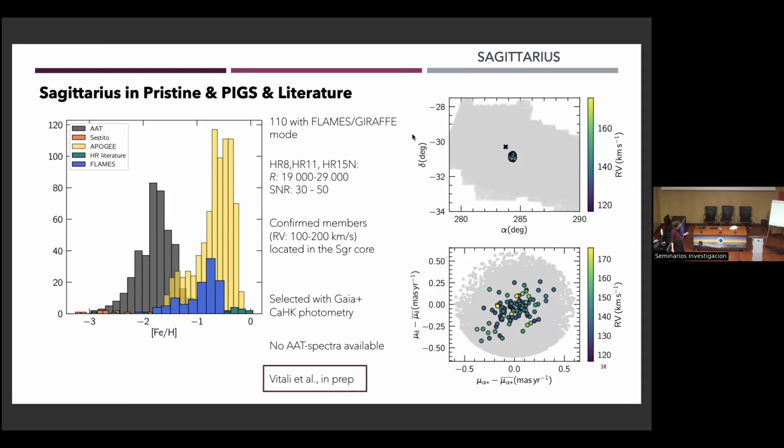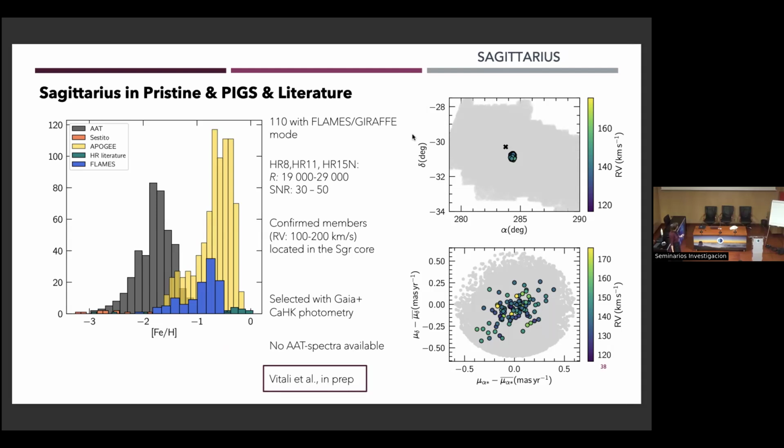We observed the stars here that we selected thanks to Gaia astrometry to be sure that we had members. And for those stars, since before we did not have any spectroscopic information, so metallicity information, we selected them using the Pristine metallicity-sensitive photometry. So we kind of have a photometric estimate of their metallicity.